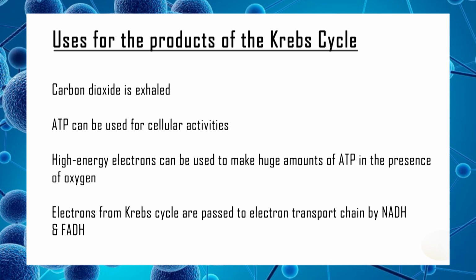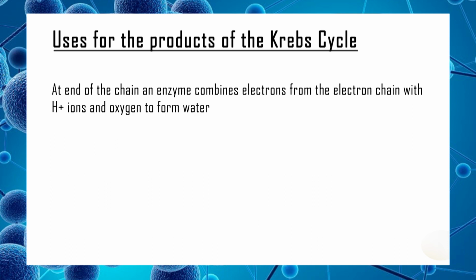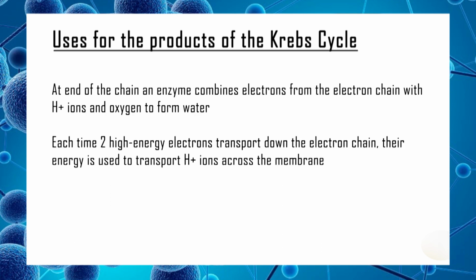Electrons from the Krebs cycle are passed to the electron transport chain by NADH and FADH2. At the end of the chain, an enzyme combines electrons from the electron chain with hydrogen ions and oxygen to form water. Each time 2 high energy electrons transport down the electron chain, their energy is used to transport hydrogen ions across the membrane.